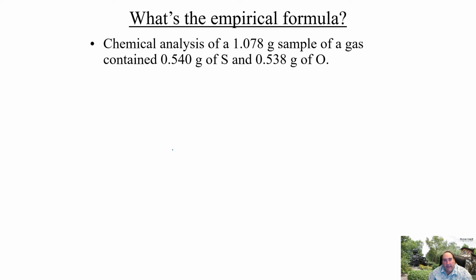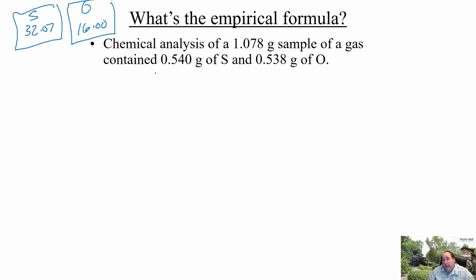Why don't you try this one? Chemical analysis of a 1.078 gram sample of gas contains 0.540 grams of sulfur and 0.538 grams of oxygen. What's the empirical formula? So sulfur, a little 32.07 on the periodic table, and oxygen, some 16 going on. All right, so take a few minutes here looking for the empirical formula. Let's see what you come up with.